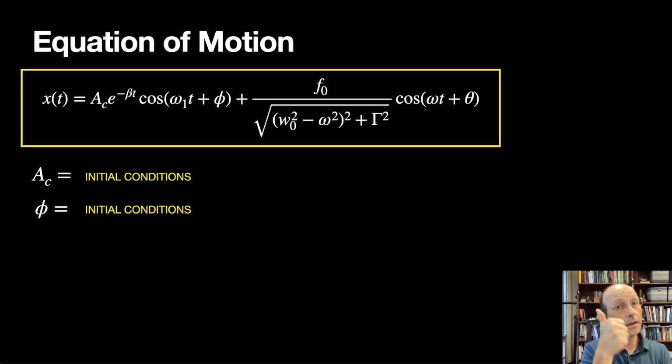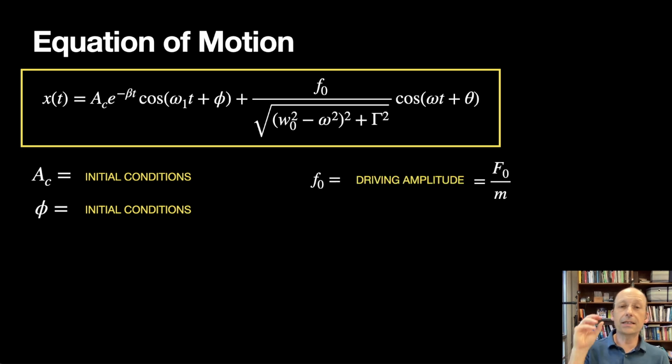I need to know the position and the velocity at the start, at time t equals 0, and I can find those. You can find them, and I do in another video. Then we have F0. This is the driving amplitude. The driving force is a sinusoidal or oscillating function, and this is the amplitude of that function. So it's the amplitude of the force divided by the mass, because we're dealing with accelerations here.